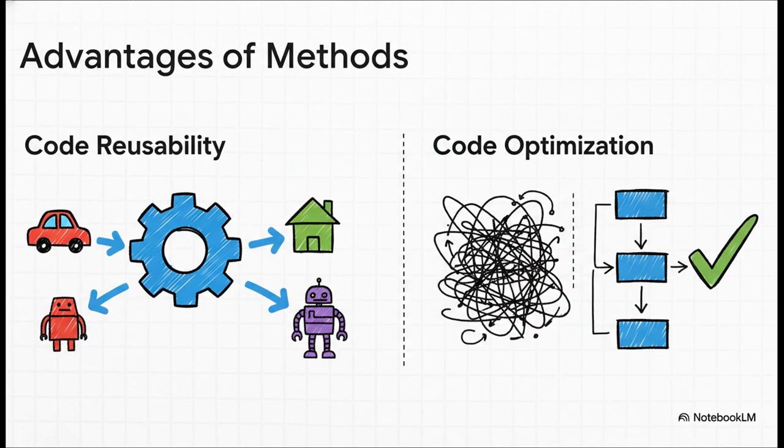And why do we even bother with this? Well, there are two huge reasons. First, code reusability. It's a game changer. You write the logic for calculate area just one time inside your class, and then every single object you make from that class can use it. No more copy and pasting code. And second, it just makes for cleaner, more optimized code. It keeps all the related actions bundled up with the data they're supposed to work on.